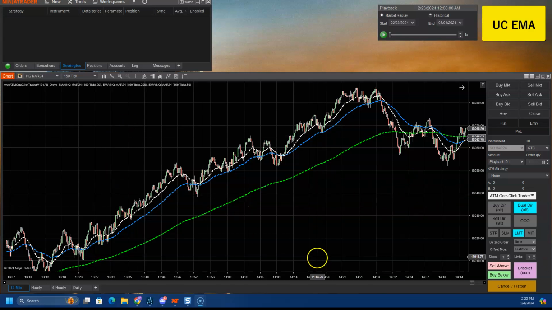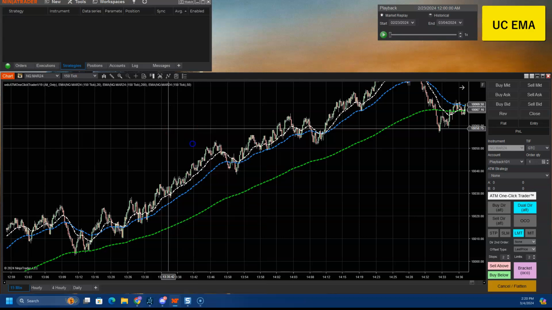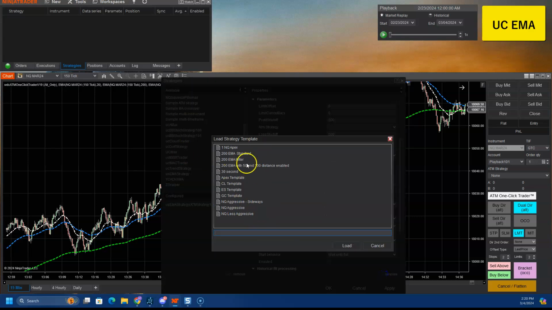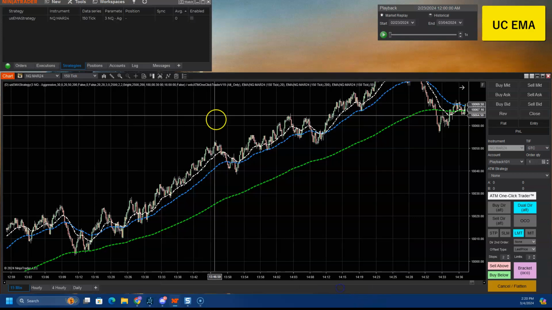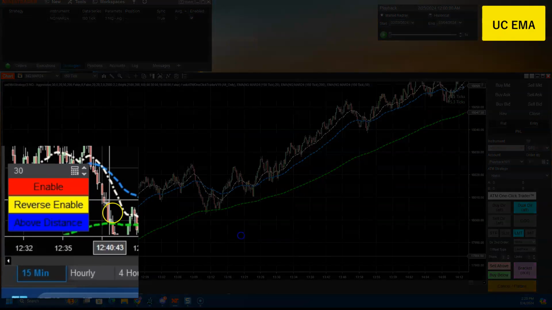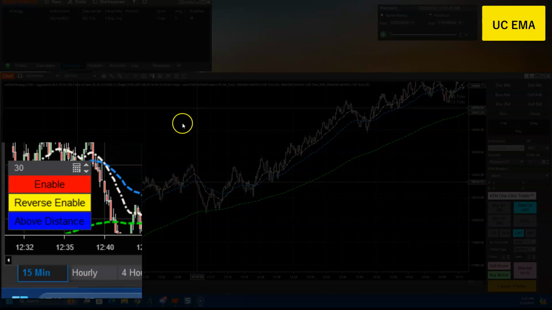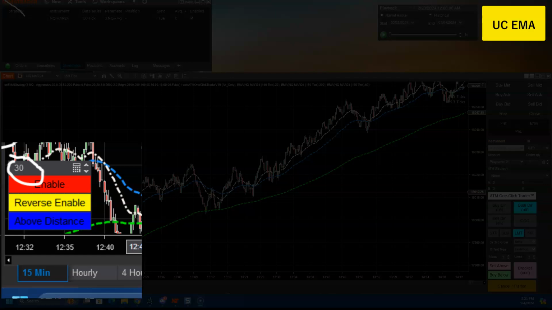All right, so for example, let's apply a strategy here. Let's apply the EMA bot here. I'm just going to go with something. You see this over here is the enable and disable button, and this tells you the difference between the 50 and the 200 EMA. It's also displayed here on the chart as well. You can see the current distance and what you have set as a threshold.